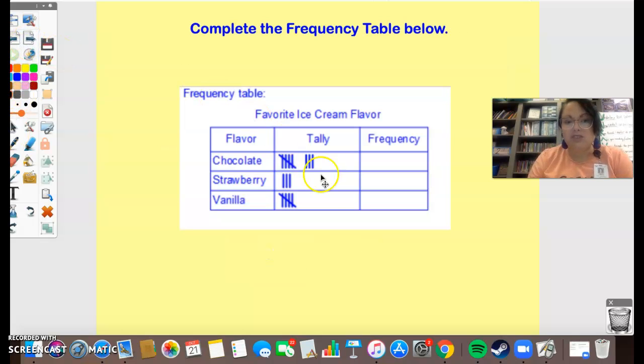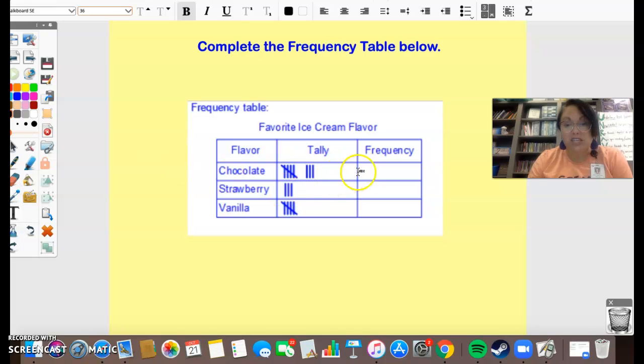All right, let's complete the frequency table below. So this one, they gave us 3 categories, and so they actually have the categories here. They have tallies here. Now we have to do the numbers. So that should be pretty easy. So how many chocolates were there? 8.